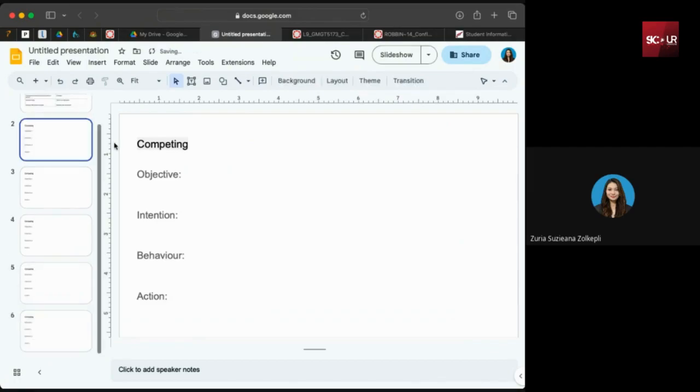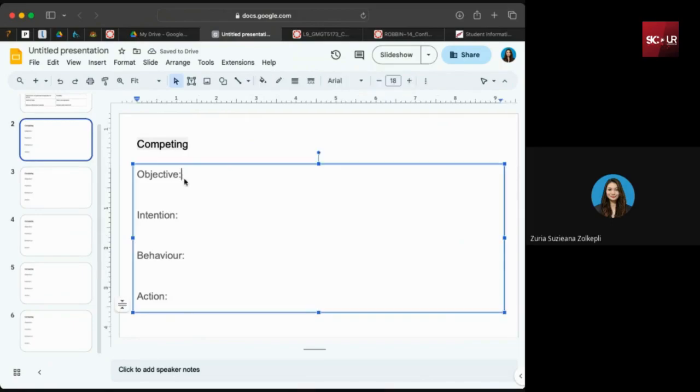So the first one is competing. The objective here is to win, right? When in conflict, it means that you want to win. You don't care. I'm going to win this war. I don't know what war at a workplace. I'm just going to win this. All of you don't have a chance.